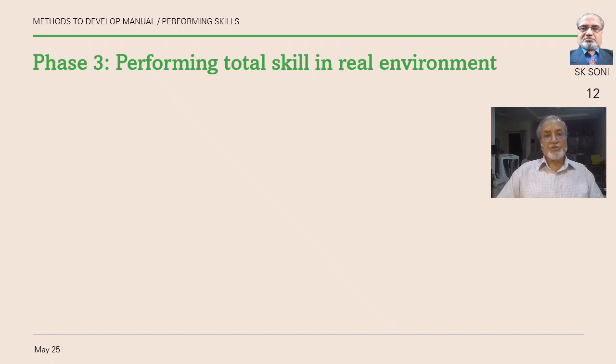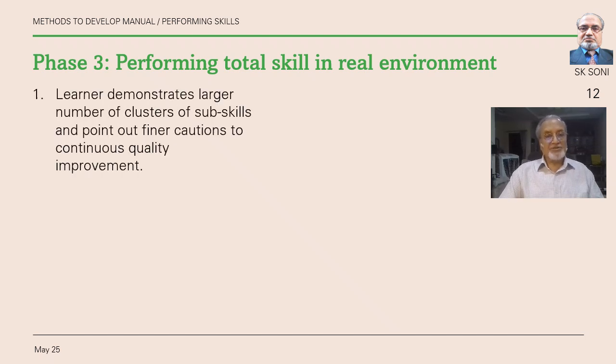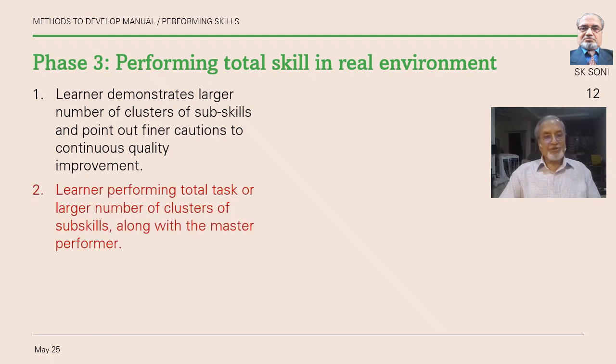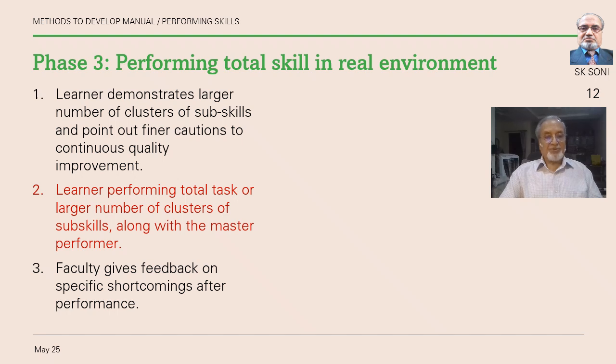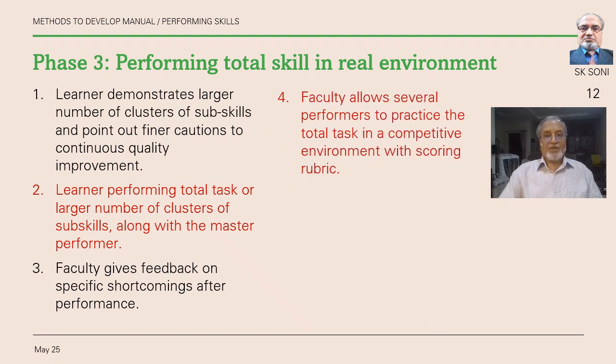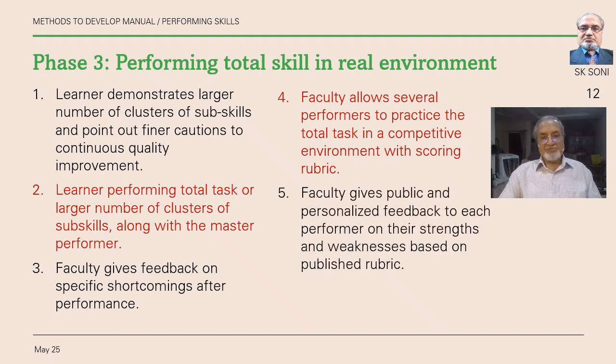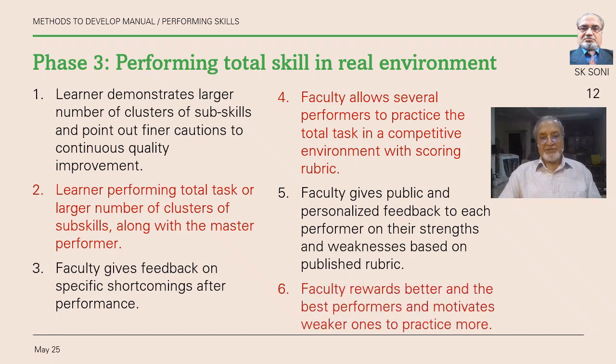Phase 3, performing total skill in real environment. Learner demonstrates larger number of clusters of sub-skills and points out the finer cautions to continuous quality improvement. Learner performing total task or larger number of clusters of sub-skills along with the master performer. Faculty gives feedback on specific shortcomings after performance. Faculty allows several performers to practice the total task in competitive environment with scoring rubrics. Faculty gives public and personalized feedback to each performer on their strengths and weaknesses based upon published rubric. Faculty rewards better and the best performers and motivates weaker ones to practice more.